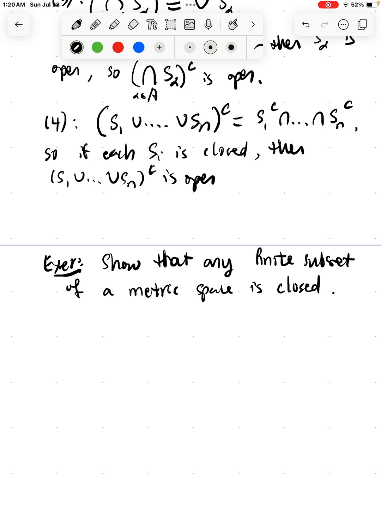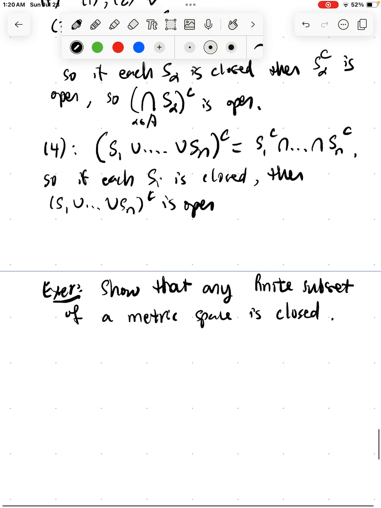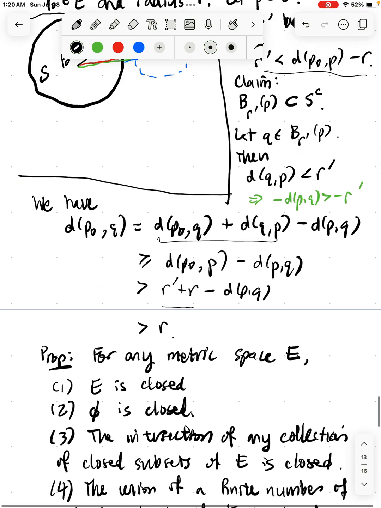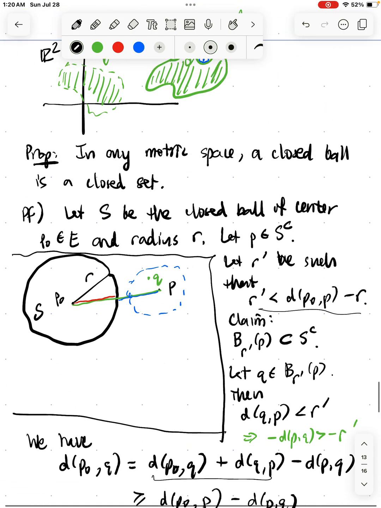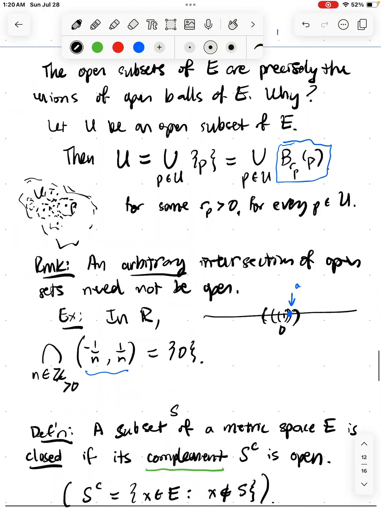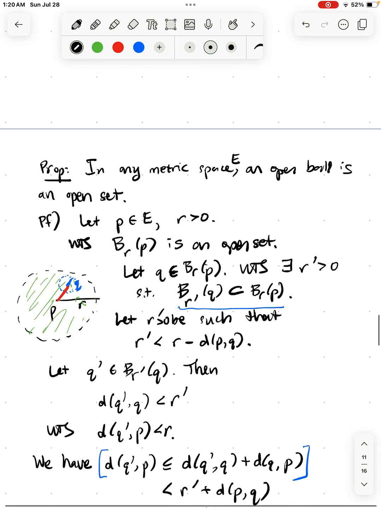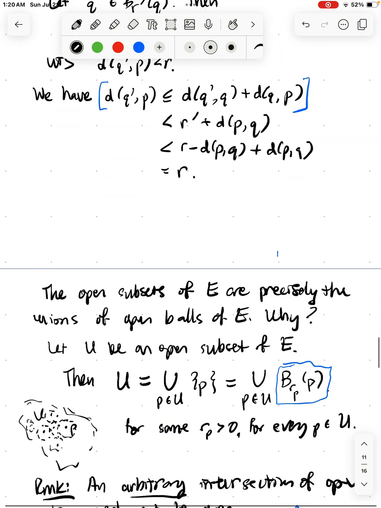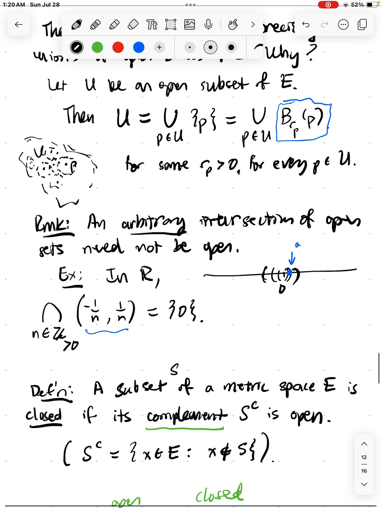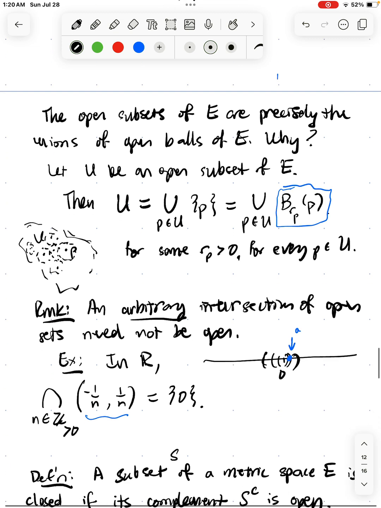A short video on bounded sets. Okay, so today we continue talking about open sets. The main thing we proved was that any open ball is an open set, and that led to the conclusion that the open sets of a metric space are just the unions of open balls. And again, the idea was that at every single point in the open set, there's some open ball contained in it, so you just take the union of all those.